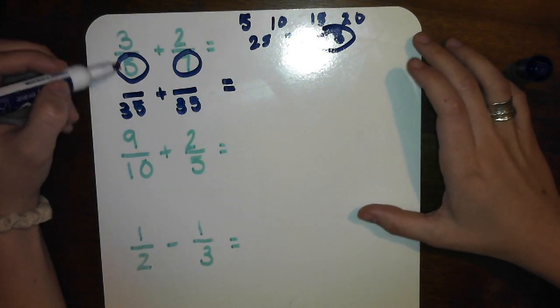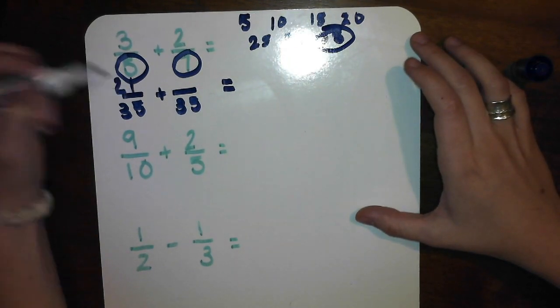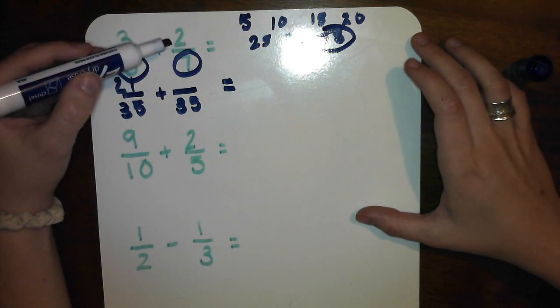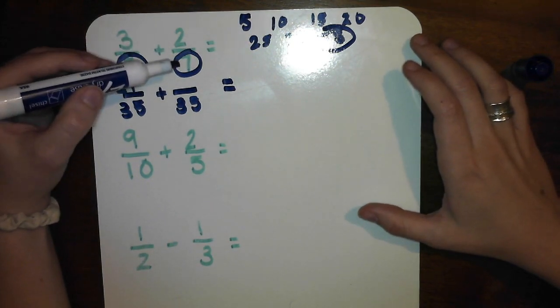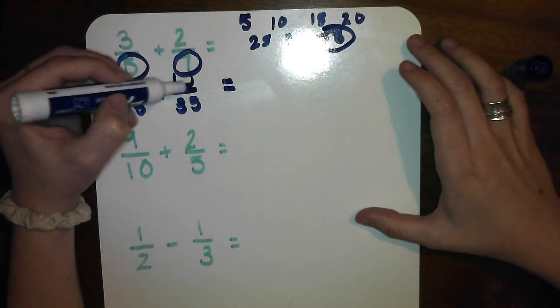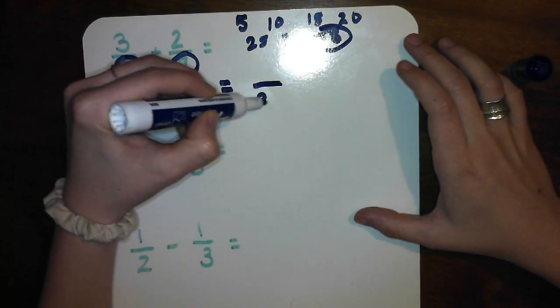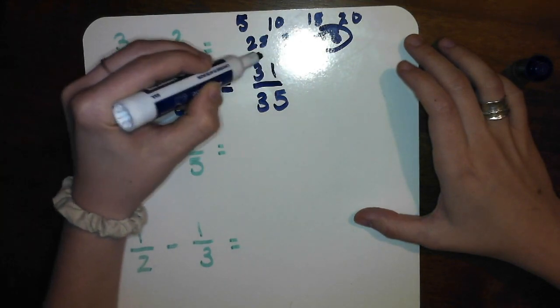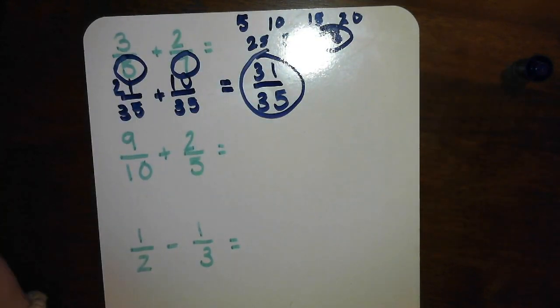We multiplied 5 times 7, so 3 times 7 is 21. We multiplied 7 times 5, so 5 times 2 is 10. Denominator stays the same. 21 plus 10 is 31, and that's our final form. Okay?